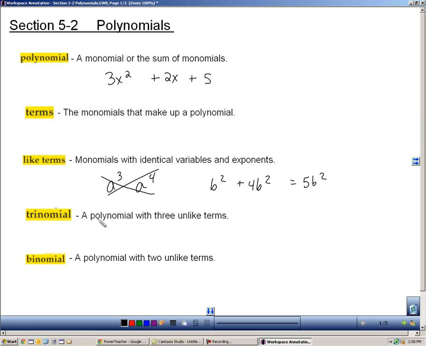Trinomial is the word we use to describe a polynomial with 3 unlike terms. The one you see up here is a trinomial, 3x squared plus 2x plus 5. That has 3 terms. If it only has 2 terms, like negative 7y to the fourth minus 8, that would be an example of a binomial.